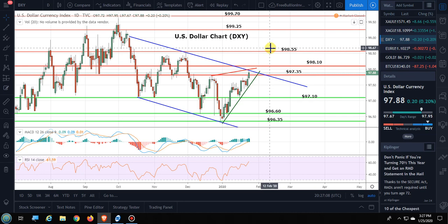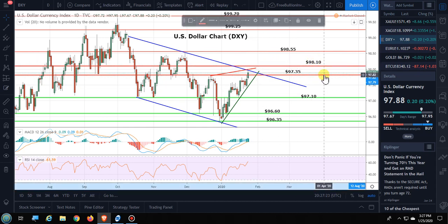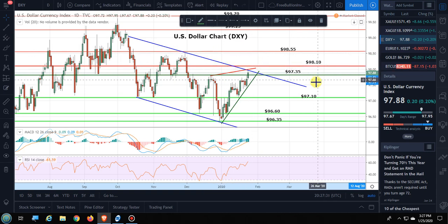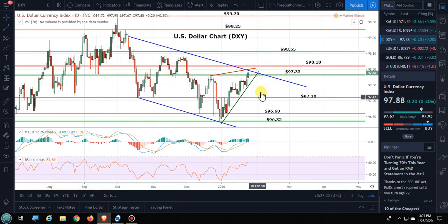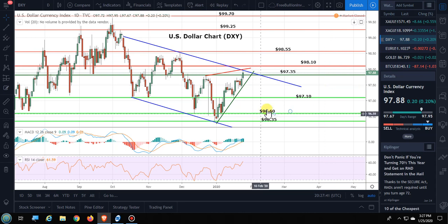For the outlook, I have the dollar coming back down in price, confirming the rising wedge. It did break above 97.35. 98.10 now stands as strong resistance. 97.35 I'm actually going to keep, because it is a strong resistance support level, so I'm going to make it a new support level, but I doubt it's going to be support for very long. We may see the dollar come down to the 97.10 level. Below that we have 96.60 and 96.35.